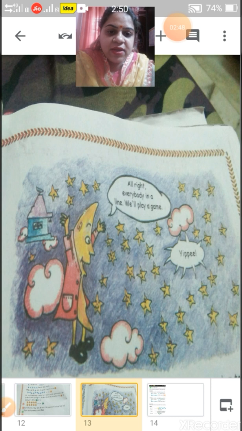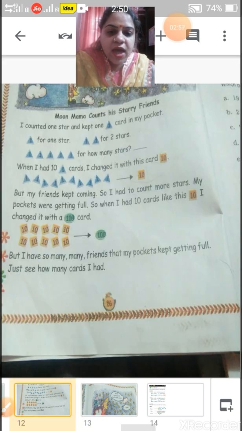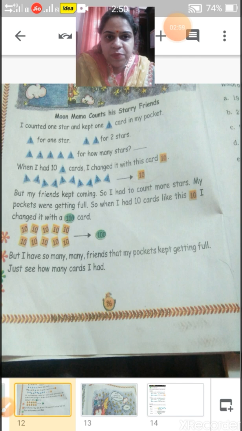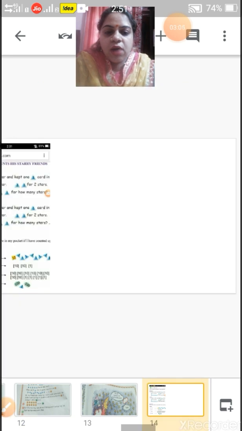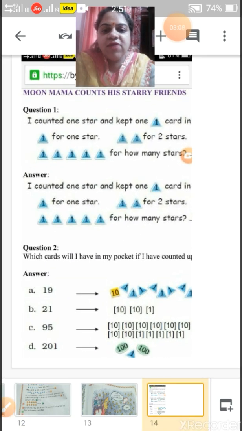Right, everybody in a line, we will play a game. So in this way he is playing a game. Okay, and the stars were saying yippee. Yes, we are ready to play a game. Now how they have put, now you can have a look.